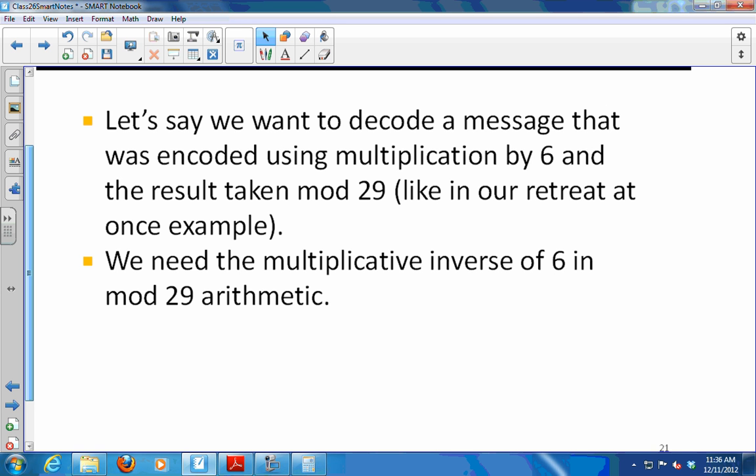So remember we said, can you guys stop talking about that problem? You're distracting me. Thank you. So remember we said that normally to undo multiplication by 6, you would divide by 6, but that doesn't work in modular arithmetic. So what we need to find is another number to multiply by that undoes multiplication by 6. We did an example earlier where multiplying by 3 and multiplying by 9 were inverses in mod 26. So I need to find a multiplicative inverse of 6 when I'm working in mod 29.